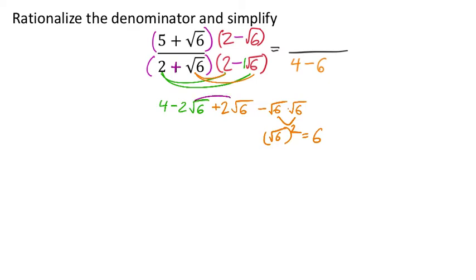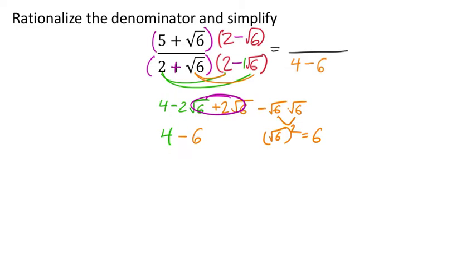And then, like I said before, these two values are going to zero each other out. So I end up with just the 4 minus the square root of 6 times the square root of 6. So that's how we get this 4 minus 6 there in the denominator.